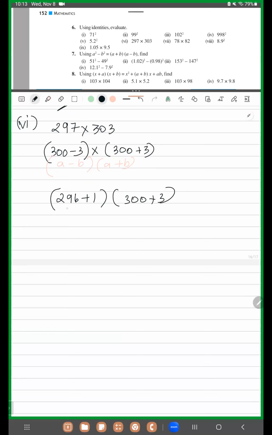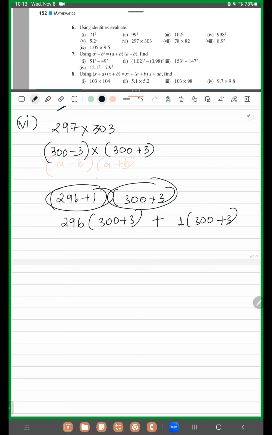You will have to sit and multiply 296. What you'll have to do is the normal way, that 296 into 300 plus 3 plus 1 into 300 plus 3, and then you have to sit and multiply these two things. But for this, it's a square plus 2ab plus 1 square. But see, is this a square plus 2ab plus b square? Is this a plus b whole square? Are these two brackets the same?